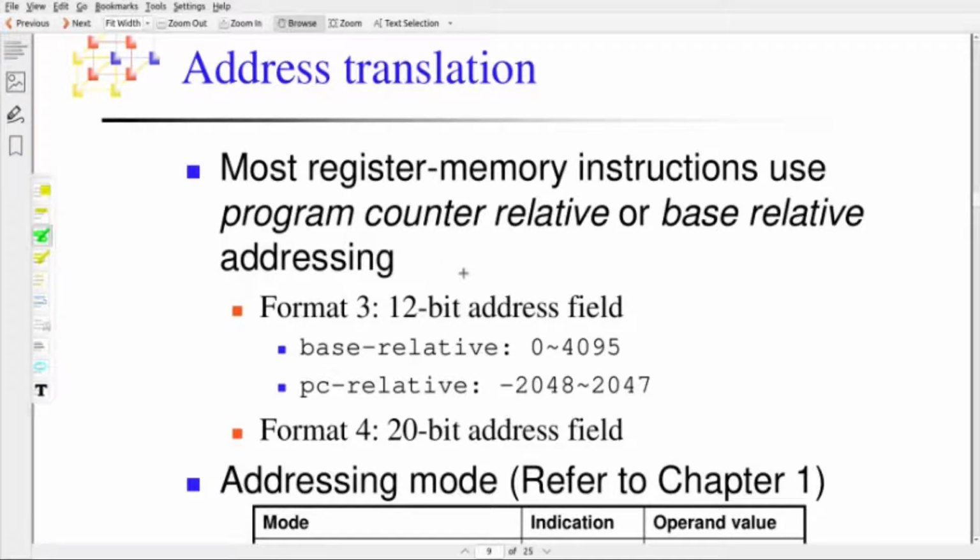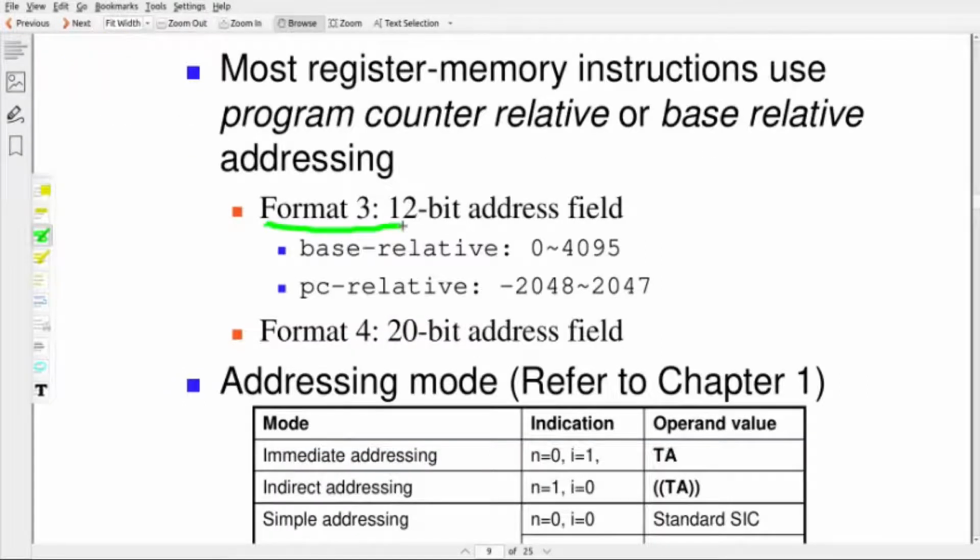There are two categories: program counter relative and base relative addressing mode. The instruction belonging to program counter relative uses the program counter content, and the instruction belonging to base relative uses the base register content. In format 3, the displacement is a 12-bit address field. So the maximum displacement that we can store in the 12-bit field is 4096, so the displacement is from 0 to 4095.